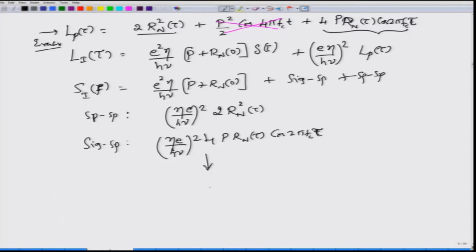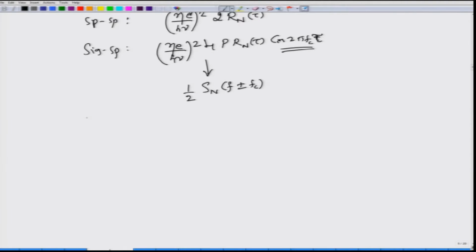The Fourier transform of this one should be the Fourier transform of the noise Sn of f, but that will be shifted by plus or minus Fc, right. So, you are going to get two terms, one will be at Fc, one will be at minus Fc. So, if you assume now the ASE noise of the optical amplifier has a power spectral density that is given by NSP G minus 1 into h nu. Remember, this is for an amplifier having a gain G and a center frequency Fc which is equal to nu, having a spontaneous emission factor NSP.